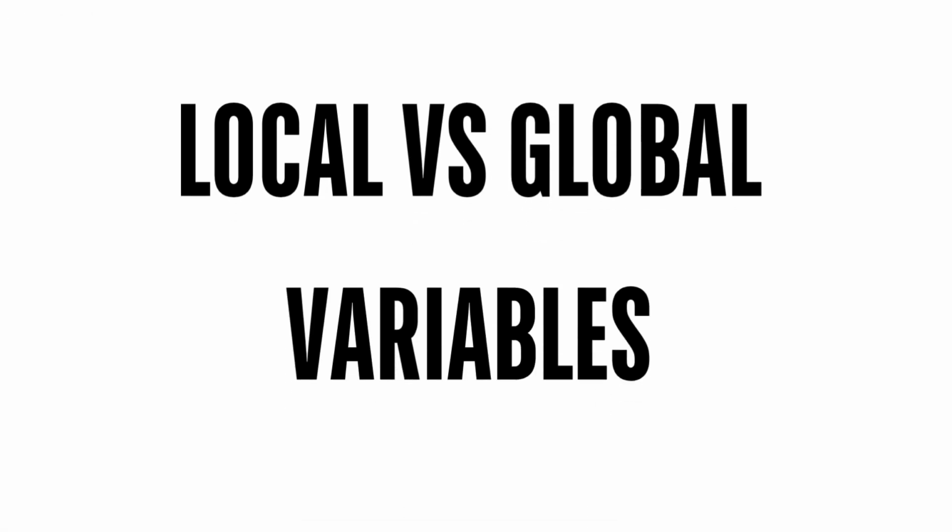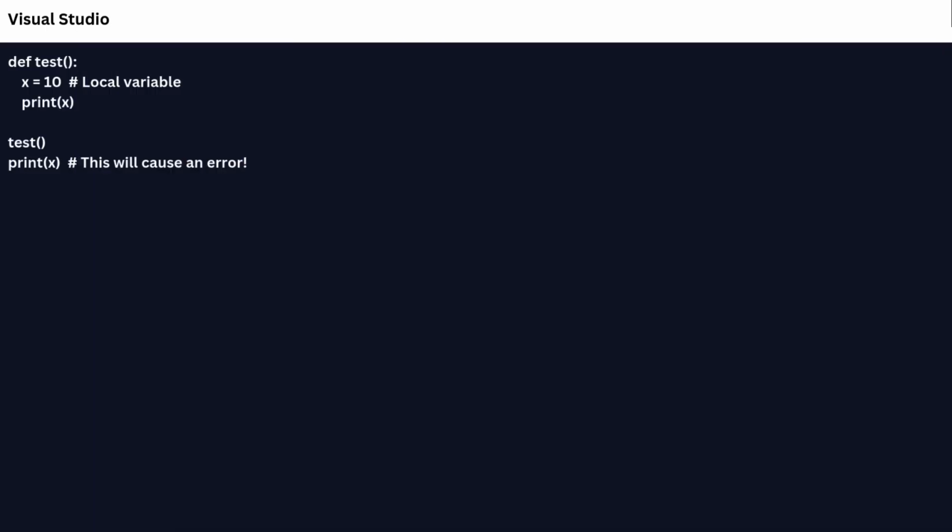Local versus global variables. Variables inside a function are local. They exist only inside that function, while global variables exist throughout the program. Like when we run this code, we will get an error: name 'x' is not defined. x only exists inside test, so it cannot be accessed outside the function.